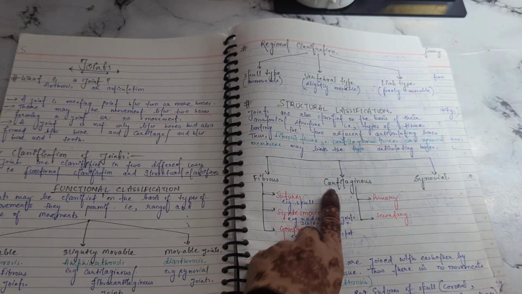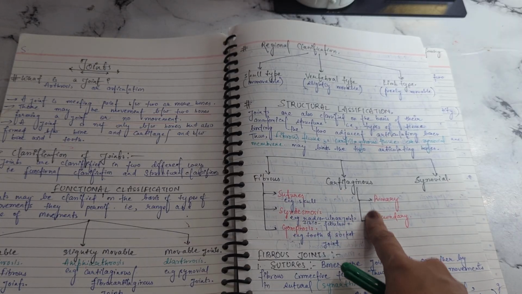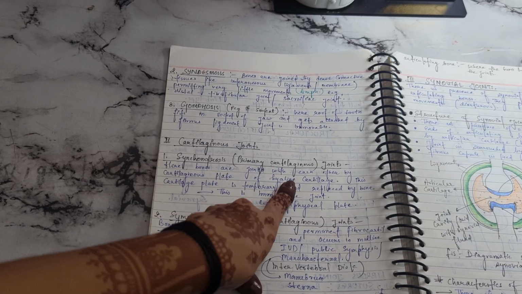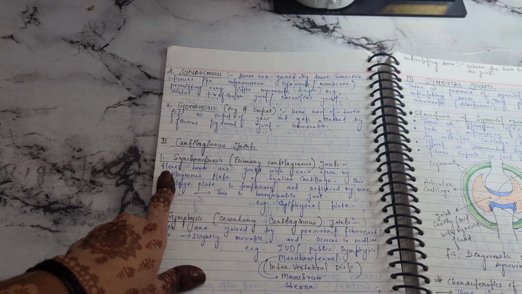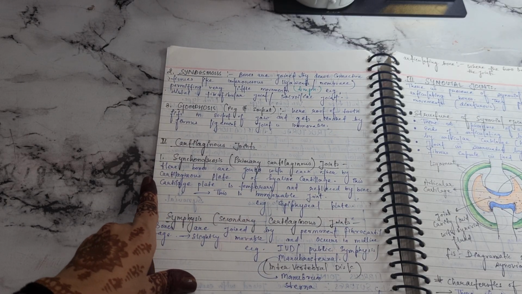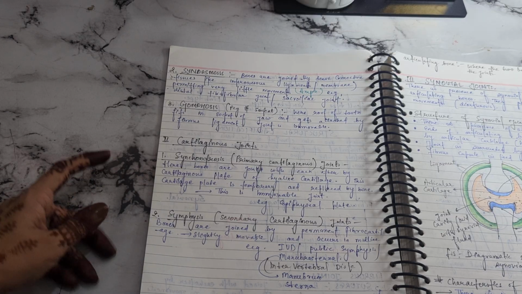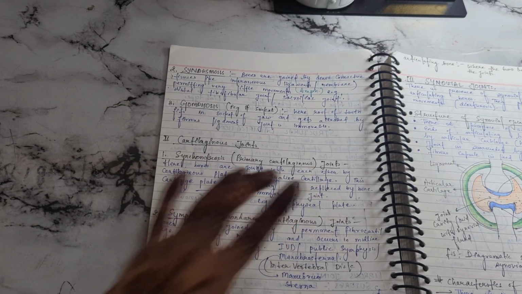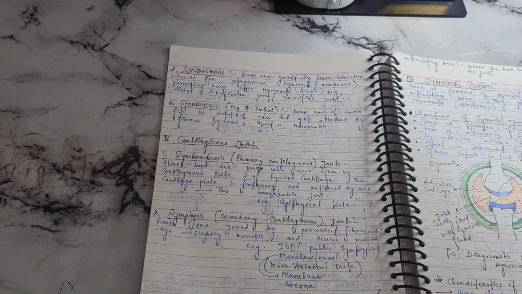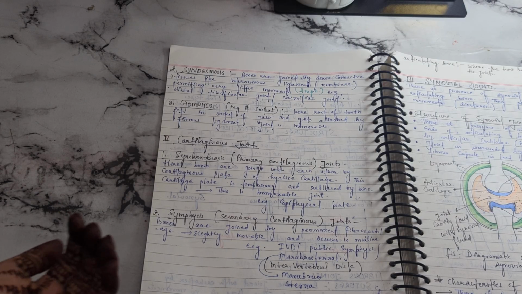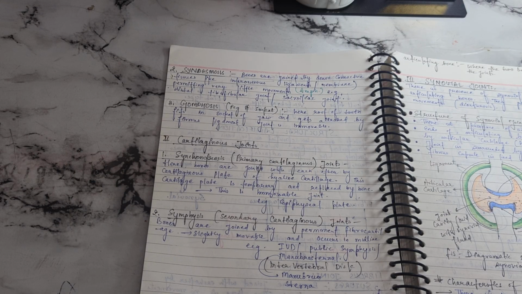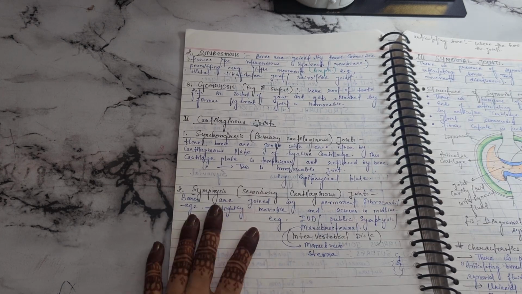The second type of joint is the cartilaginous joint. Inside cartilaginous joints we study primary and secondary. First, the primary cartilaginous joint, also known as synchondrosis. Here the bones are joined with each other by a plate of hyaline cartilage. An example of this joint is the epiphyseal plate.